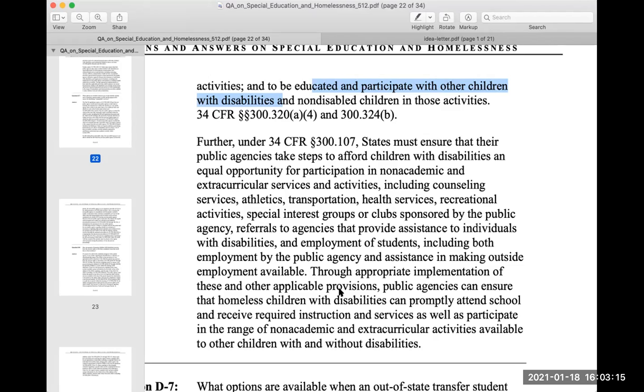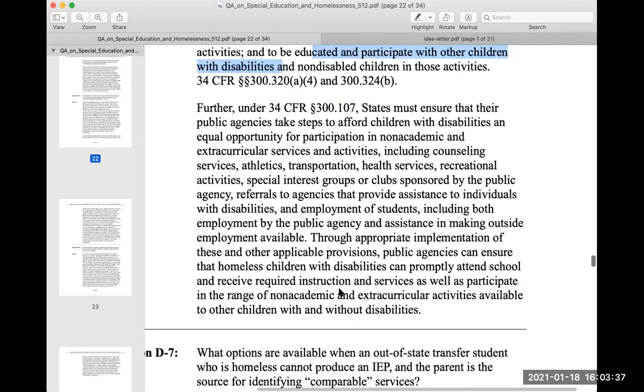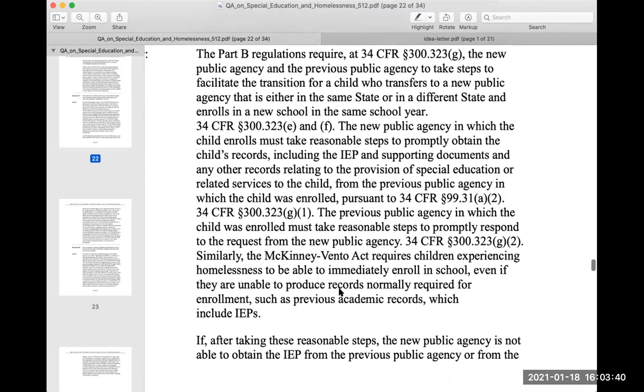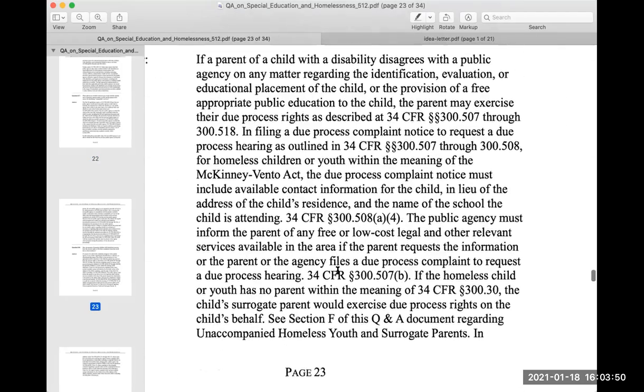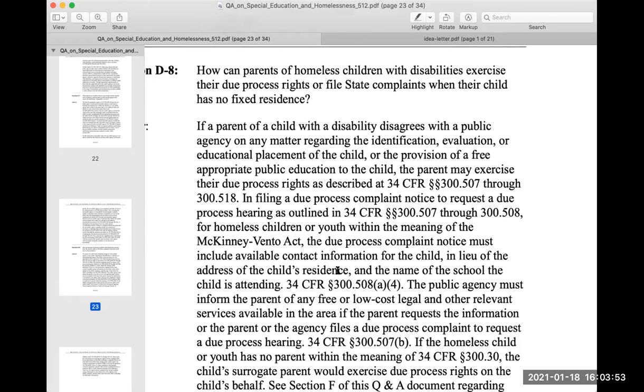How can parents of homeless children with disabilities exercise their due process rights or file state complaints when their child has no fixed residence? If a parent of a child with a disability disagrees with a public agency on any matter regarding the identification, evaluation, or educational placement of the child, or the provision of a free appropriate public education to the child, the parent may exercise their due process rights as described at 34 CFR paragraph 300.507 through 300.518. In filing a due process complaint notice to request a due process hearing as outlined in 34 CFR paragraph 300.507 through 300.508.